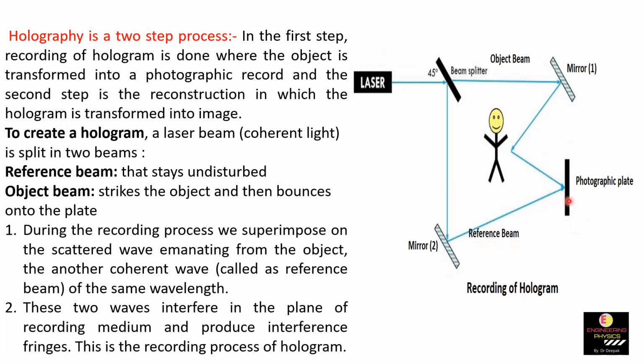Constructive interference takes place. So the principle of recording of a hologram is interference. The image or pattern observed on the photographic plate is an interference pattern, that is called the constructive interference pattern. So this is the recording of a hologram.